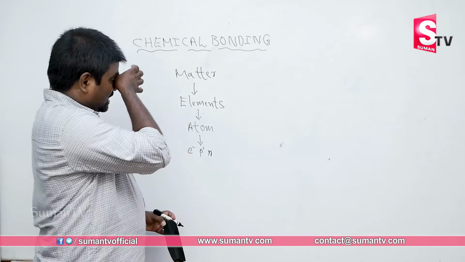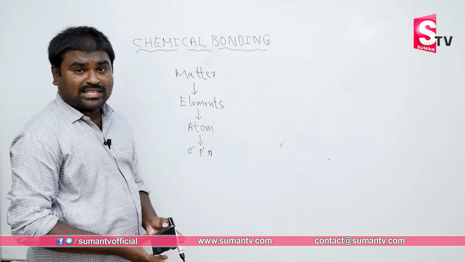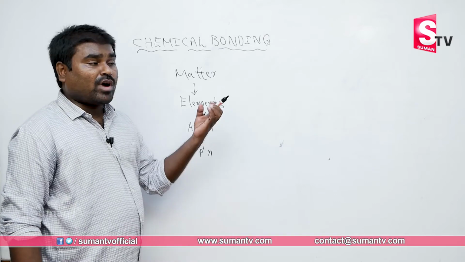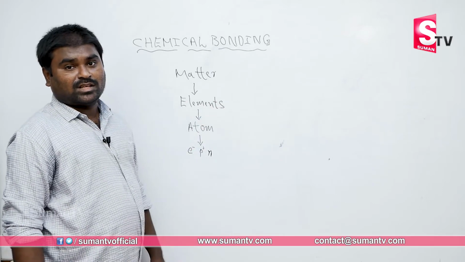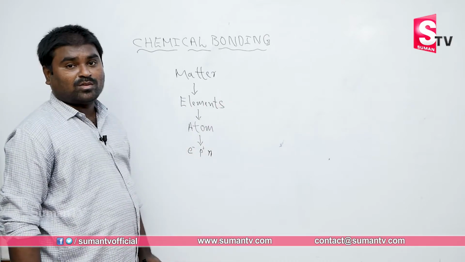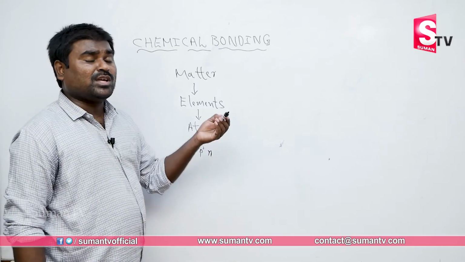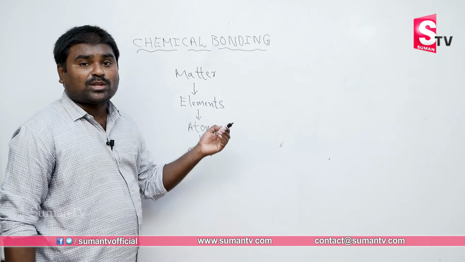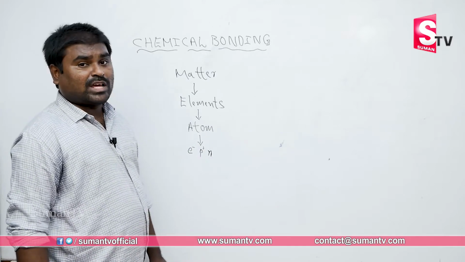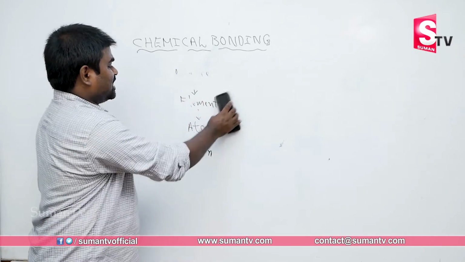What is the relation with our chemical bonding? Two or more elements combine together, forming a new substance. Only elements, two or more elements combined together forming a new substance. About those we are going to learn now, one by one. Good, children.